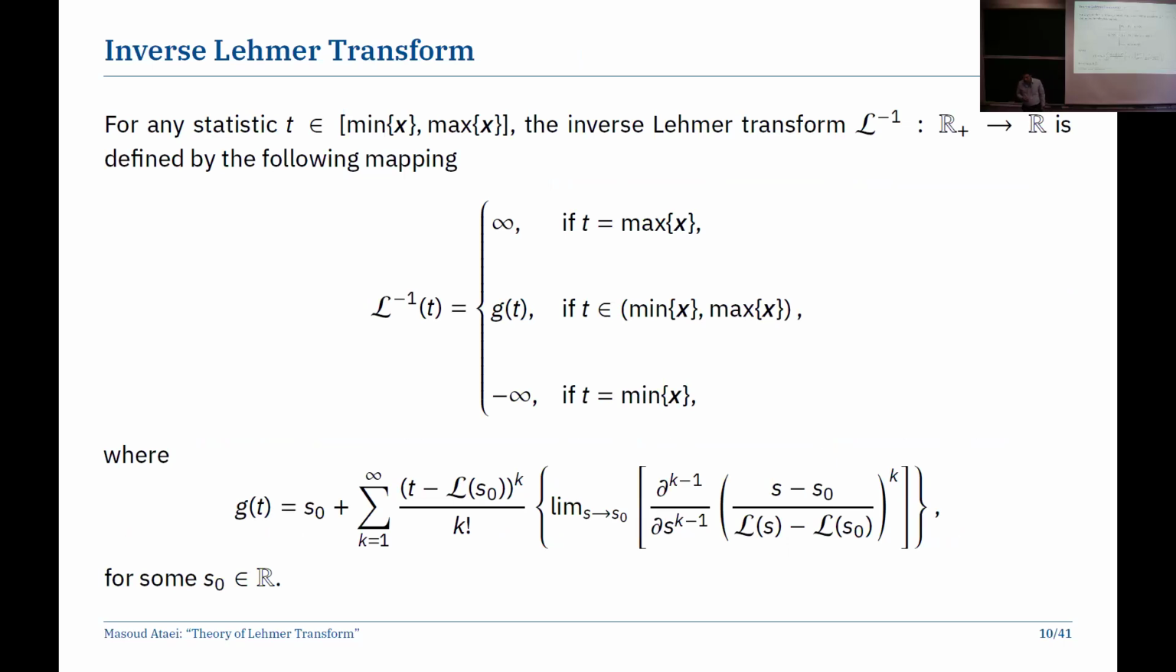Now, let's move to the inverse of the transform. The inverse Lehmer transform takes in a statistic as input and outputs the solvency moment corresponding to it. This mapping is well defined within the range from minimum to maximum of the sample, where we assign positive infinity and negative infinity corresponding to the asymptotic behavior of the transform. Within the interior of the interval, we use the Lagrange-Bürmann expansion centered at a given solvency moment.